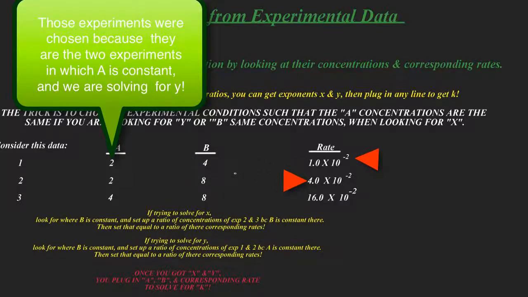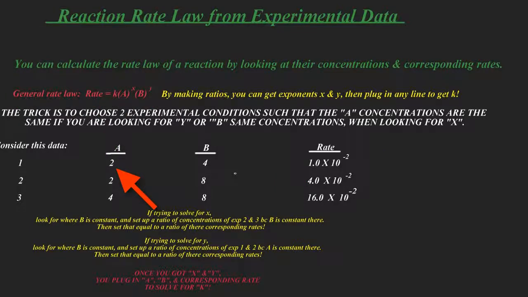At that point, once we do that, we can either plug in 2 for A, 4 for B, and this rate for that equation right here, the rate equation, or 2, 8, and this rate, or 4, 8, and that rate. They all should give you the same value for k. Then once you got k, you got your overall rate equation, the rate law.